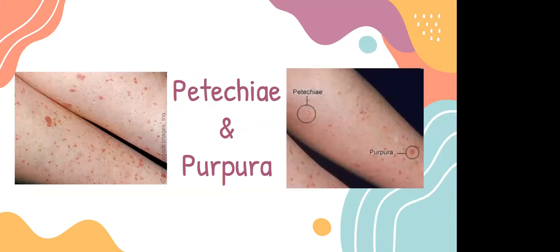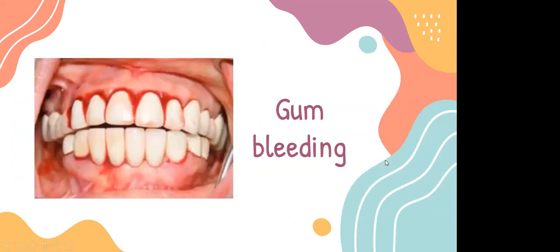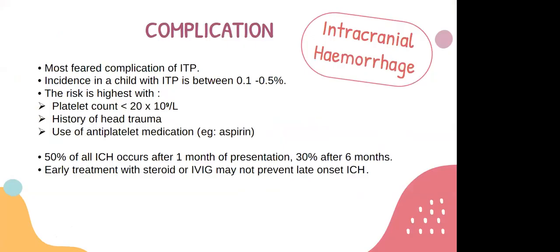So these are petechiae and purpura. Petechiae is a pinpoint non-blanching spot. Purpura is bigger than petechiae. So this is gum bleeding. A complication of ITP is intracranial hemorrhage.